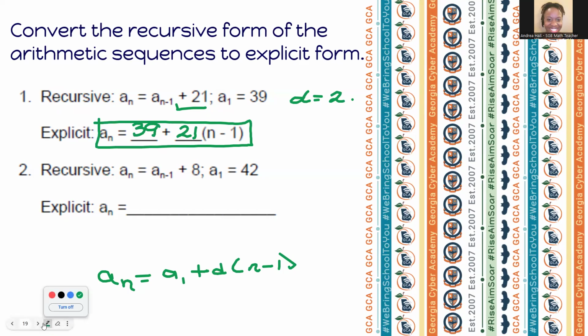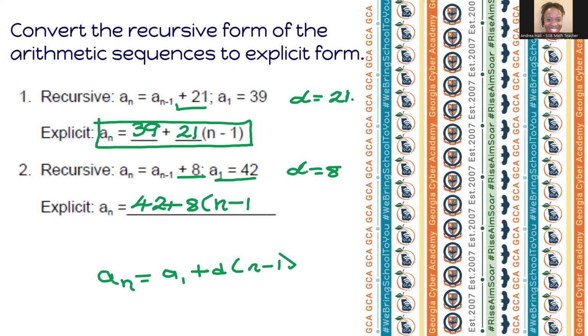Here's another one. All right, so we know a sub 1 is 42. d in this case is plus 8. Oh, that's supposed to say 21. So a sub n equals a sub 1, which in this case is 42, plus d, which is 8, parentheses, n minus 1. And there you have it, the explicit form. Okay?